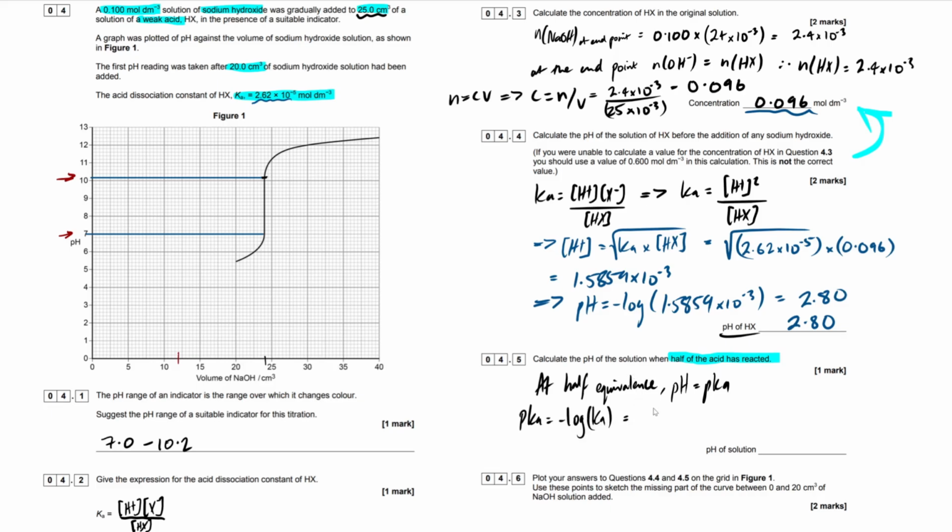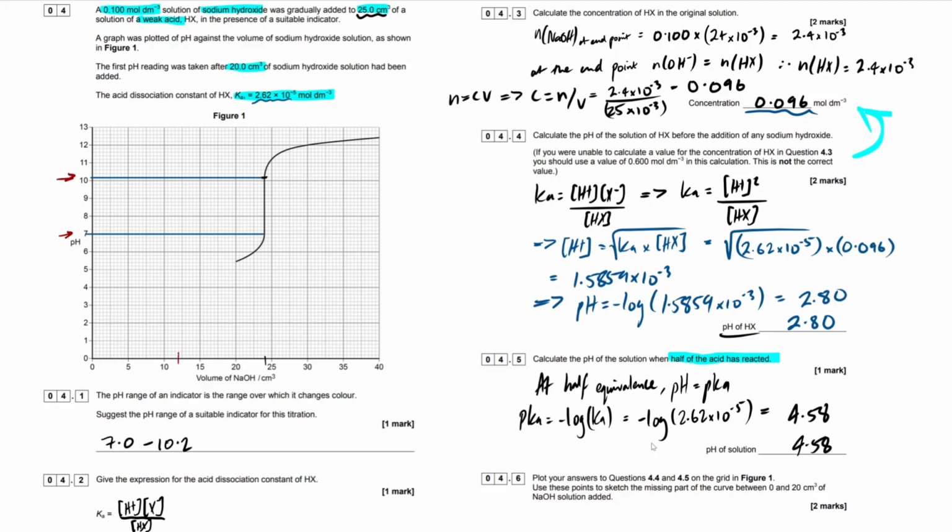And that's just going to be minus log Ka, given in the question, 2.62 times 10 to the minus 5. Plug that in your calculator and you're going to get a pH value of 4.58 to 2 decimal places, okay? Chuck that in my answer box and we're all good to go.